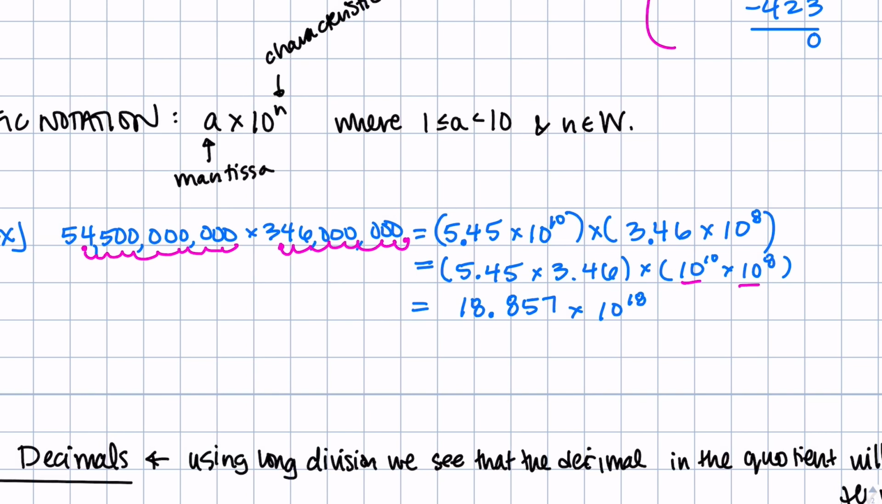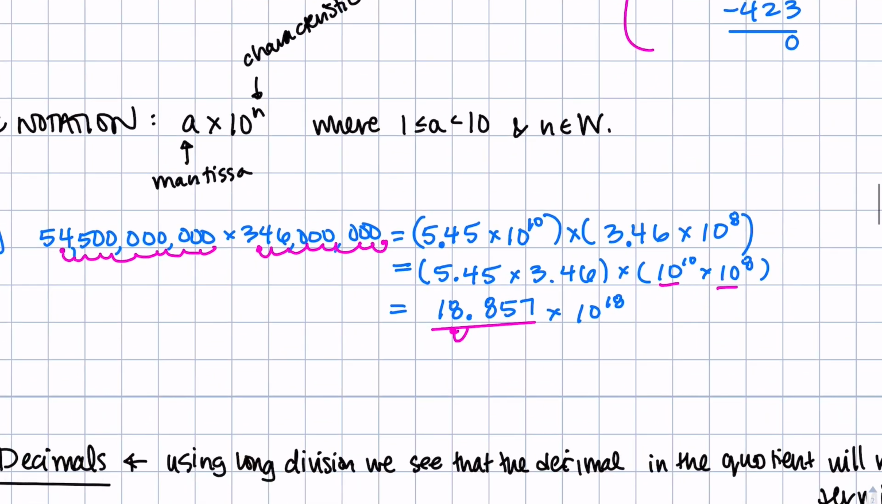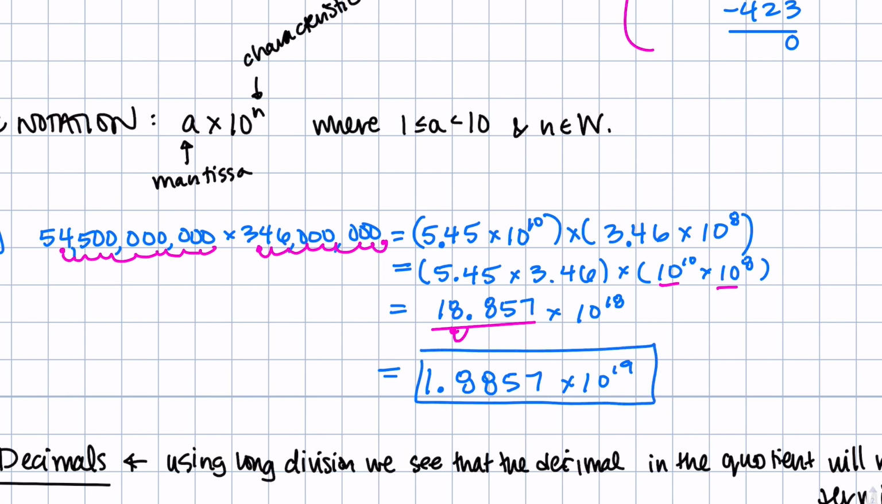Okay, but be careful, because this is not in scientific notation, and the reason is that this 18.857 is not between 1 and 10. It's not small enough. So that means I need to move this decimal point over 1, and in order to do that properly, I'm going to write this as 1.8857, and I'm going to add 1 power of 10. Great. So that's 1.8857 times 10 to the 19th.